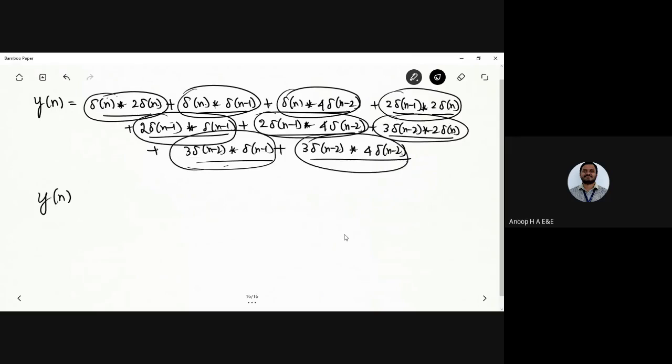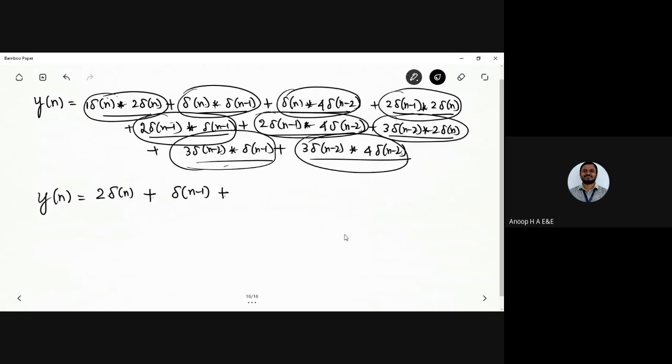So y of n, be careful here. 2 into 1: if you don't have anything, the magnitude is 1. 2 times delta of n, the magnitude is said to be 2 there. So 2 times delta of n, and you have no delayed sequences. So 0 plus 0, that is 0. You have n minus 0, that is delta of n, plus delta of n convolved with delta of n minus 1. So you have delta of n minus 1 again. You don't have any term that is associated with the magnitude.